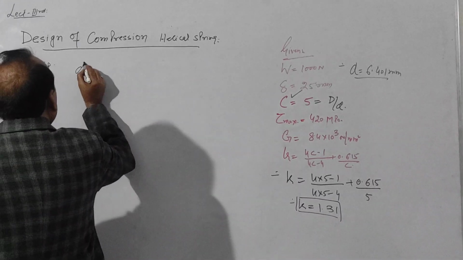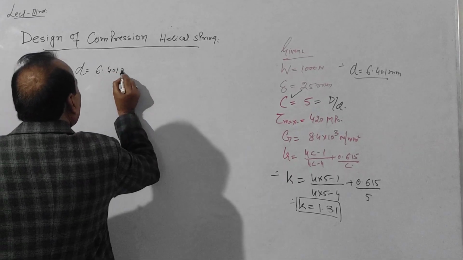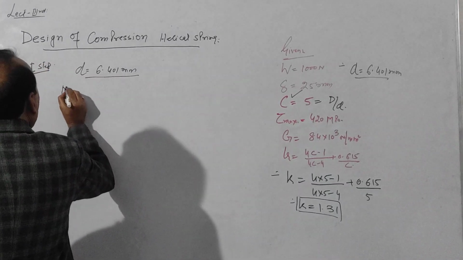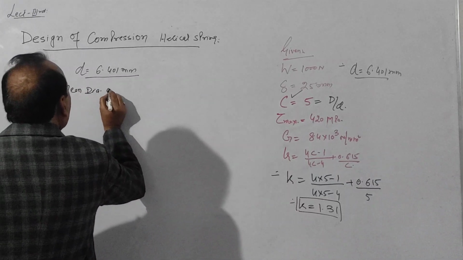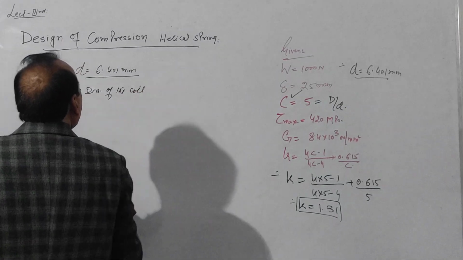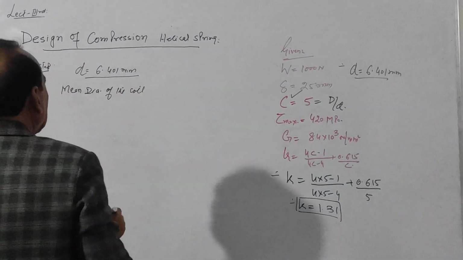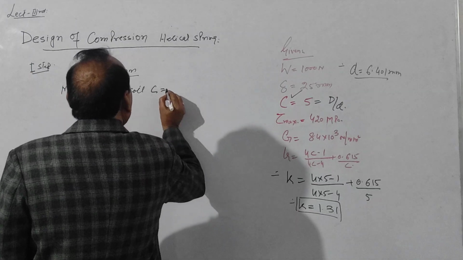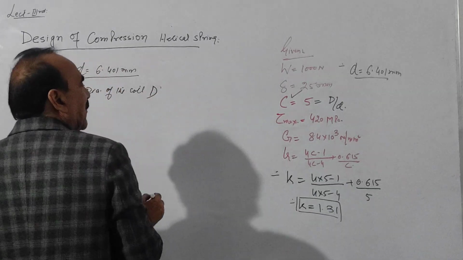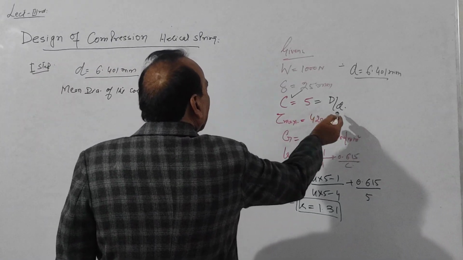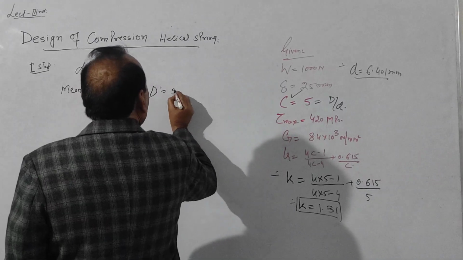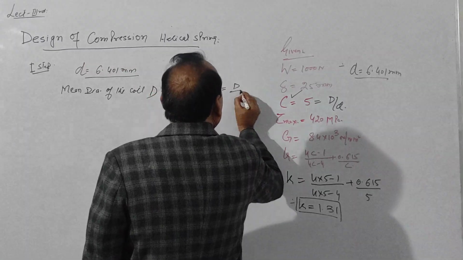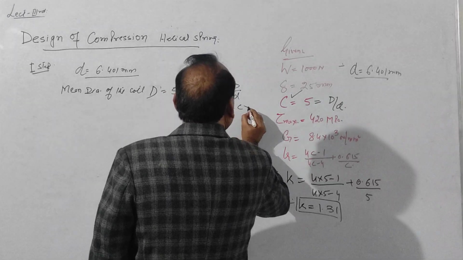So your d, diameter of spring wire, is 6.401 mm, right? So from here we can calculate the mean diameter, mean diameter of the coil, right? So how will we calculate the mean diameter of the coil? C is given here, C is 5. Mean coil diameter D will be equal to 5 into d, because C is equal to D upon d. Therefore, D is equal to C into d, right?